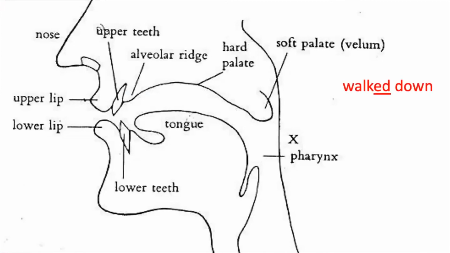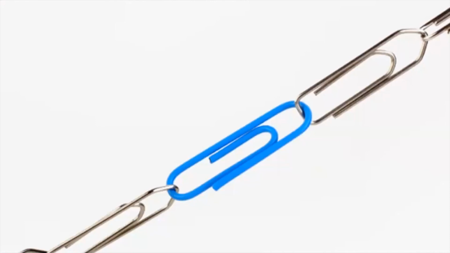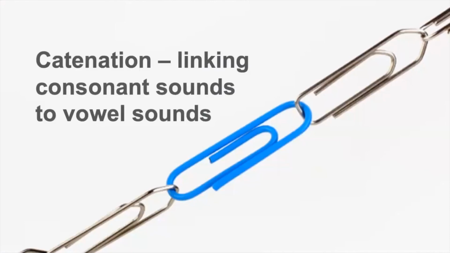But if you give an example, walked down, the walked the is too much of a hassle to say, so we just reduce it when we speak fast. She walked down, yeah. Another one would be less sugar. We might go less sugar because it's repeating the sound. Or there's the catenation, which is basically linking sounds.